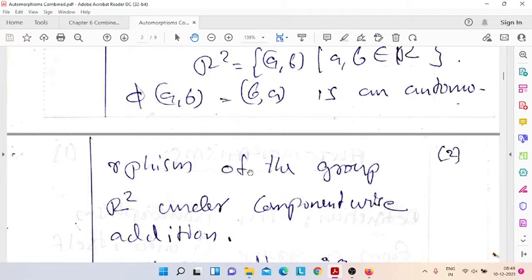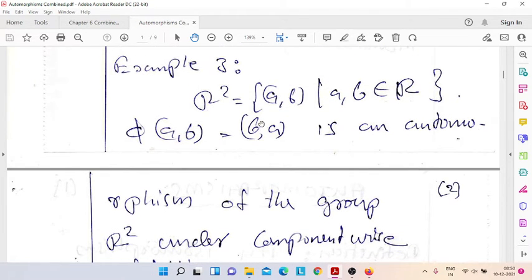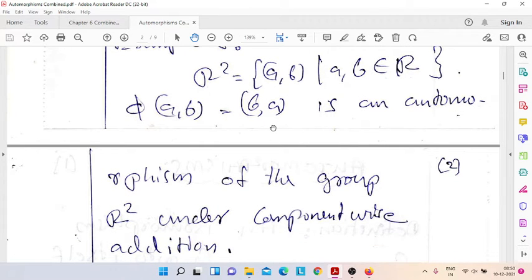To show that these are automorphisms, first we need to show that they are isomorphisms, and after that the proof for automorphism will follow immediately, because automorphism means an isomorphism defined from one group to the same group, and here both groups are the same. So when one shows that the function is an isomorphism, the fact that it is an automorphism immediately follows.